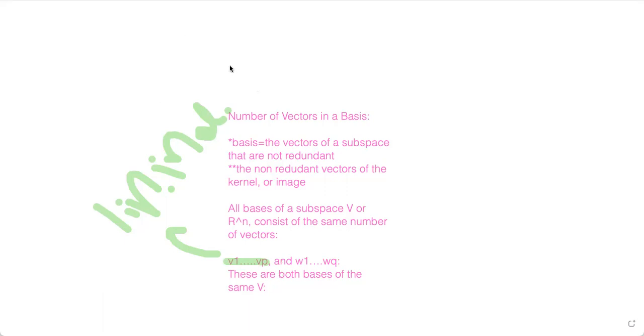So first of all, we're saying that this is linearly independent, right? But then that also means that W1 through WQ spans, right? Well, what do we know about the relationship between spanning vectors and linearly independent vectors? Well, that means that Q is greater than or equal to P.